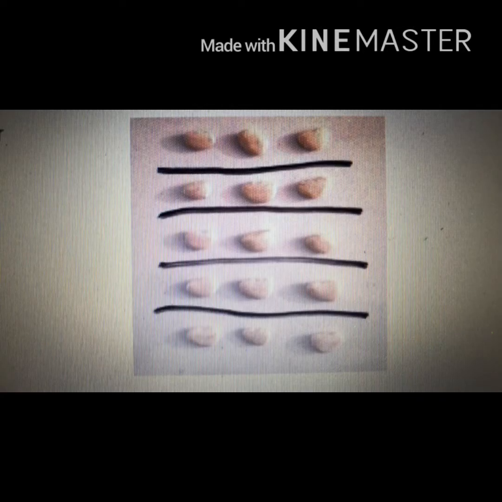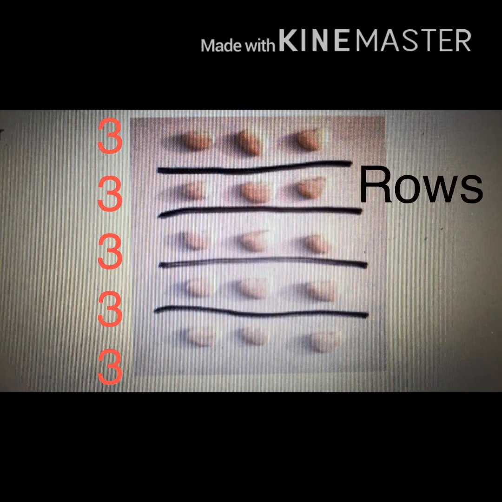We need to now make 5 groups of 3. You can see 5 groups of 3 beans. The groups you see are called rows because the groups are from left to right. They are horizontal. In each row we have 3 beans and we have 5 equal rows. We have a total of how many beans?